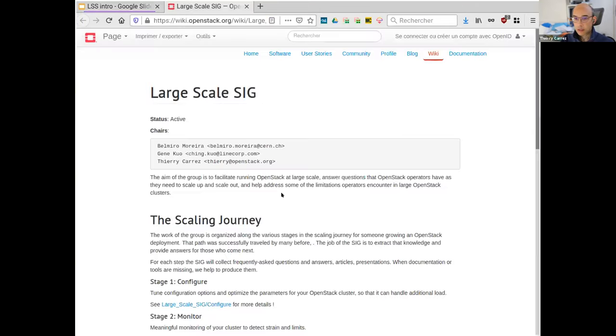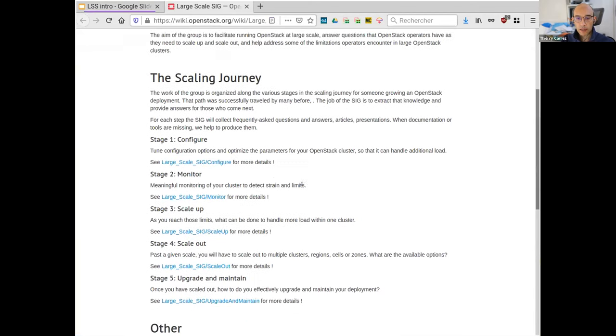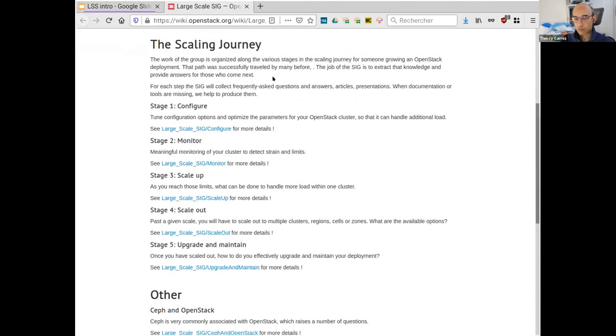And finally, this is the main product of the Large Scale SIG. It's a wiki page called the Scaling Journey. Basically, as you create an OpenStack cluster and add more nodes, at first you need to configure it so that it can handle some scale. Then you need to monitor it to see how well or badly it runs. Then you scale it up until a certain point when you have to scale out. And then obviously you have to maintain the life cycle of the installation, upgrade, et cetera. Those are all stages in your scaling journey.